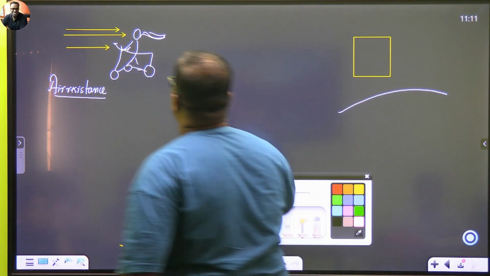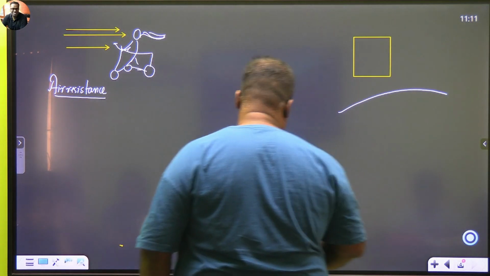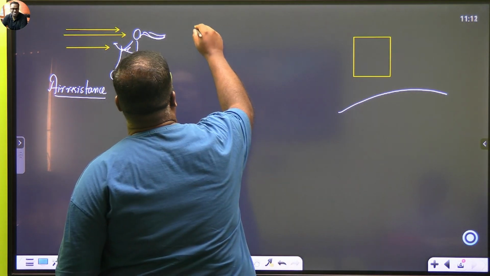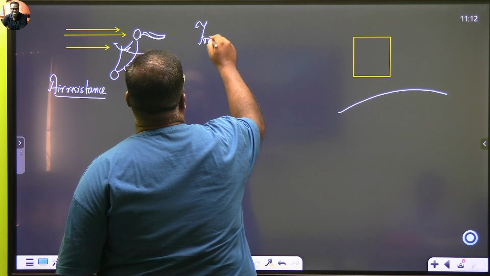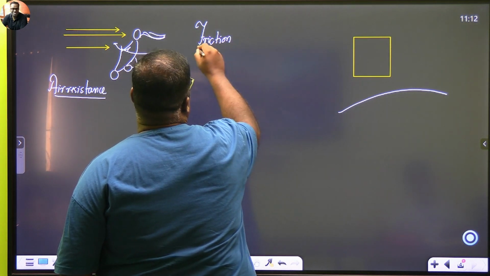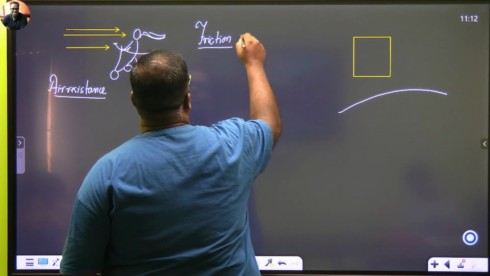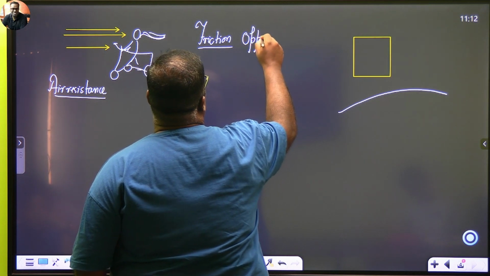After this there is one more force on which we have almost a chapter, and that is known as friction. What is friction? Friction is a force that will always oppose motion.